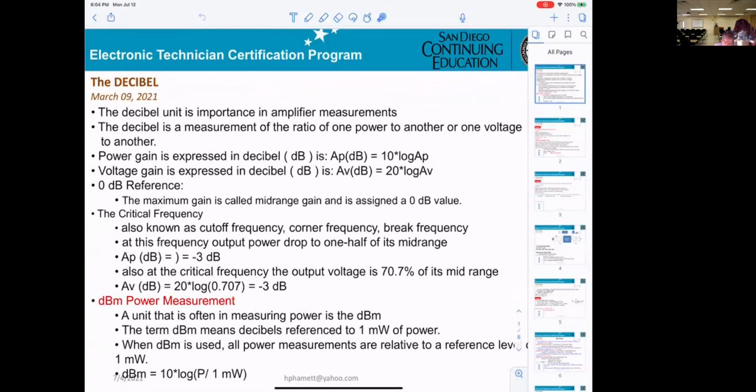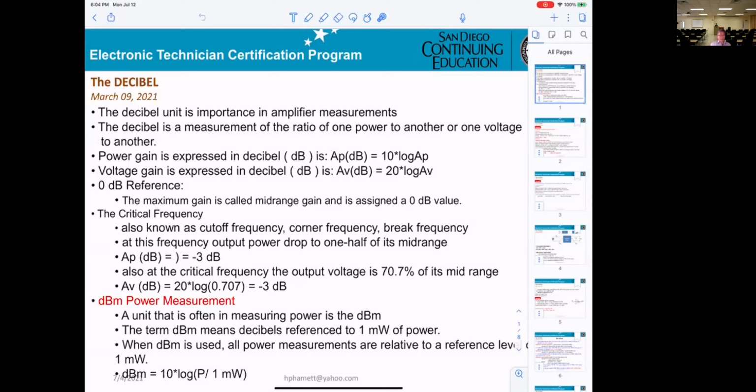Okay, definition. The decibel unit is important in amplifier measurement. In real time, you don't see decibel. However, when you're working on circuitry, they will be using decibel, and that will be emphasized in RF, radio frequency measurement.